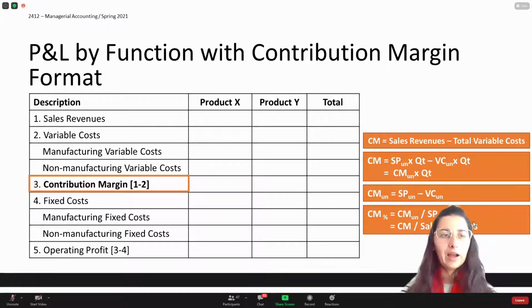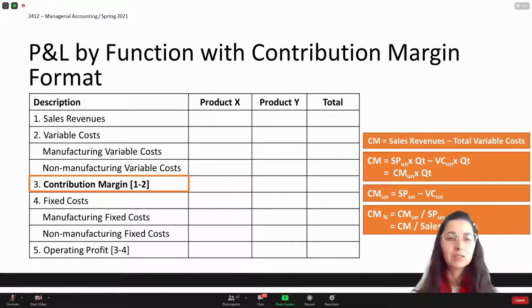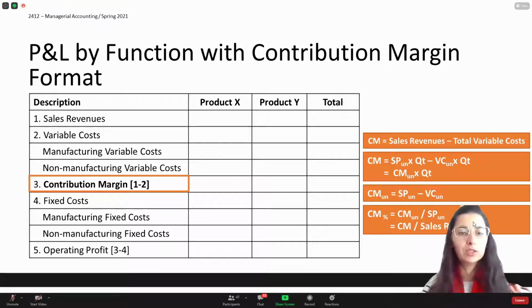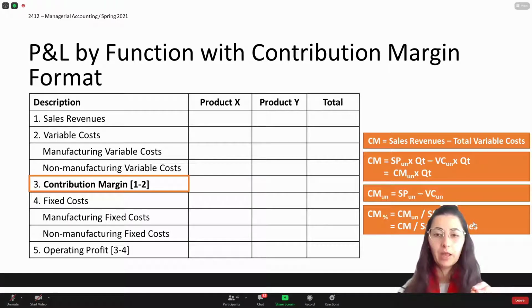So if you look at the items that we have there, we start again with sales revenues as always. Then we deduct the variable costs. And we deduct both manufacturing and the non-manufacturing variable costs, meaning administrative variable costs, selling variable costs, etc. The difference between sales revenues and variable costs is the contribution margin. And there we have here in orange several ways to calculate the contribution margin.